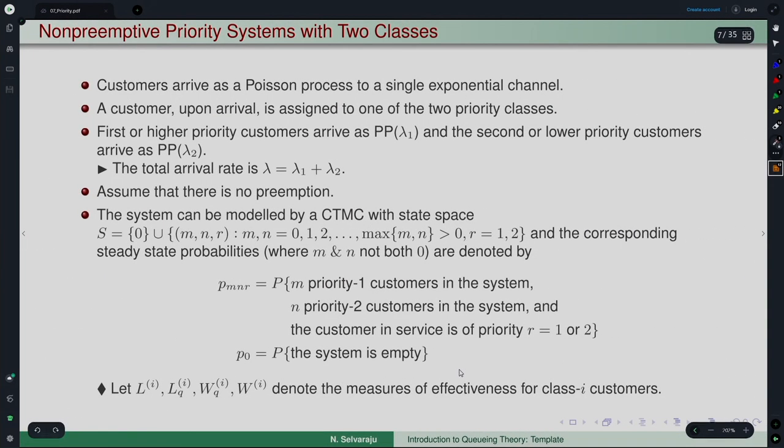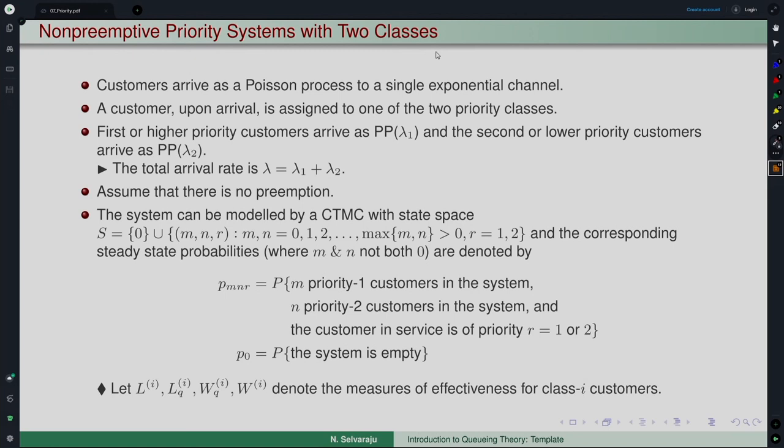Now, what we do next is, we will start with a priority queuing system, but of course, as I said, this is a Markovian system that we are thinking about, and in that framework we are going to look at it. So, customers would arrive as a Poisson process to a single exponential channel. This is the non-preemptive priority system with 2 classes that we are going to consider. So, you can think of it as if it is a typical M/M/1 system only, right?